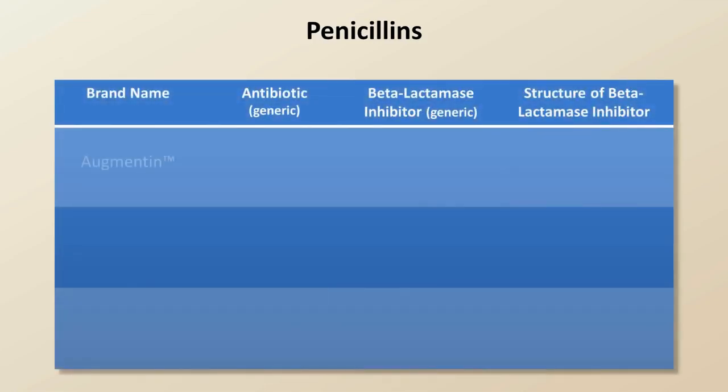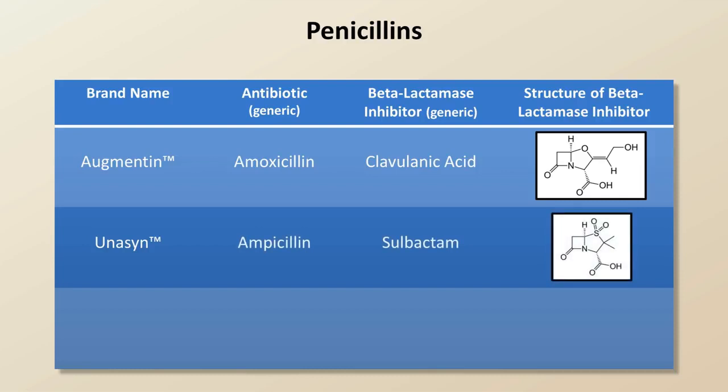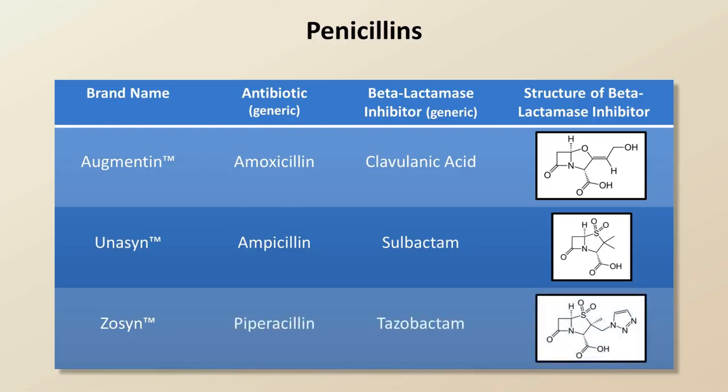For example, the brand name drug Augmentin is composed of a standard combination of amoxicillin and clavulanic acid, the structure of the latter shown here. Unasyn is the combination of ampicillin and sulbactam. The ubiquitous Zosyn is the combination of piperacillin and tazobactam.